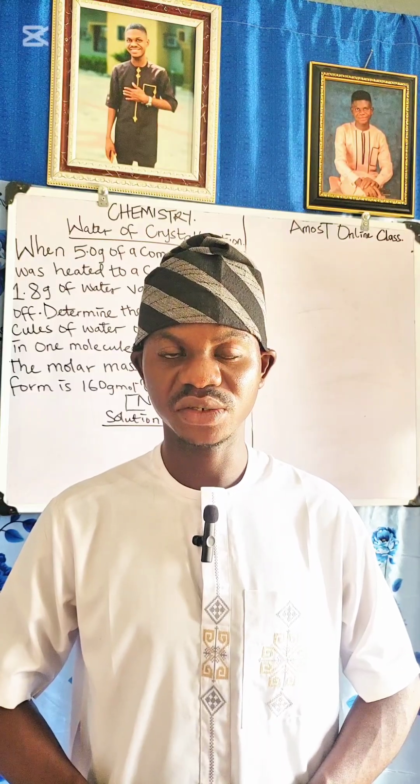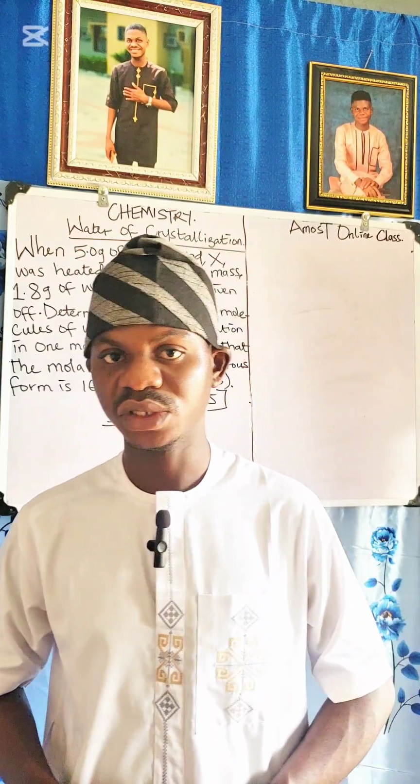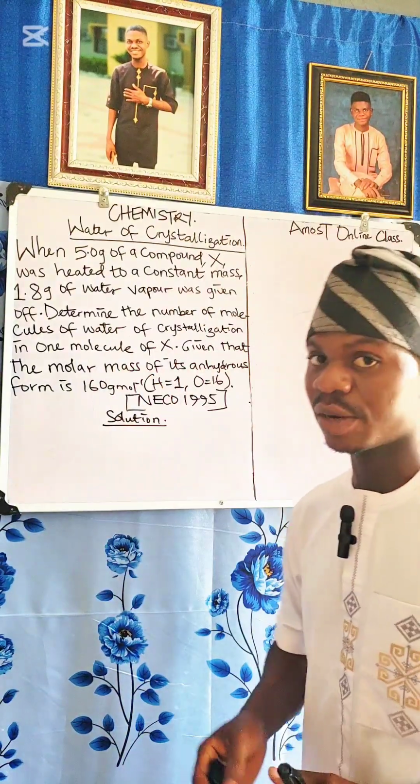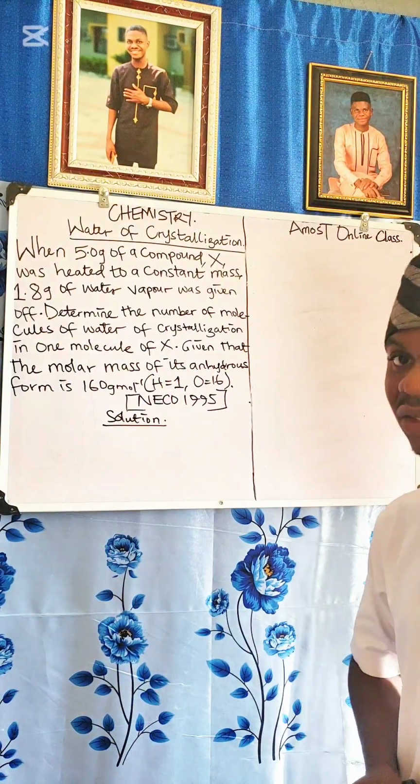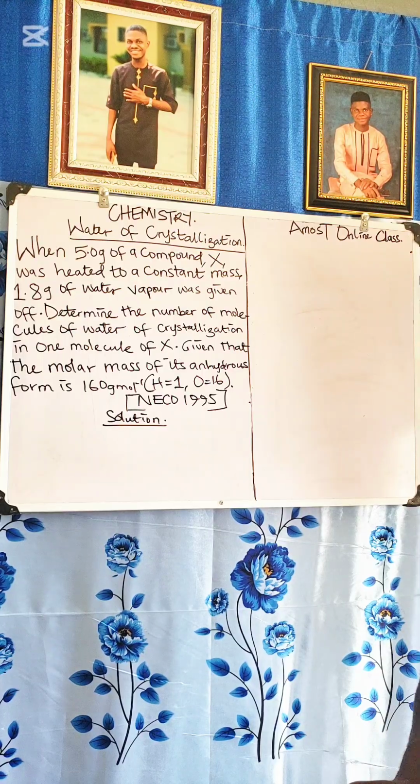The topic of our discussion is water of crystallization, and we have a question on the board. The question says, when 5 grams of a compound X was heated to a constant mass, 1.8 grams of water vapor was given off. Determine the number of molecules of water of crystallization in 1 molecule of X, given that the molar mass of its anhydrous form is 160 grams per mole.